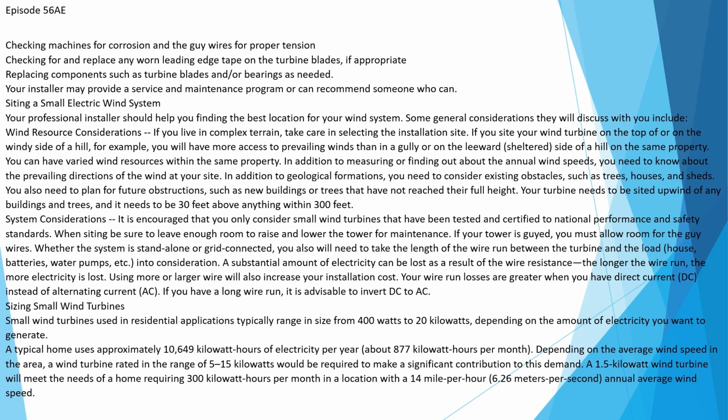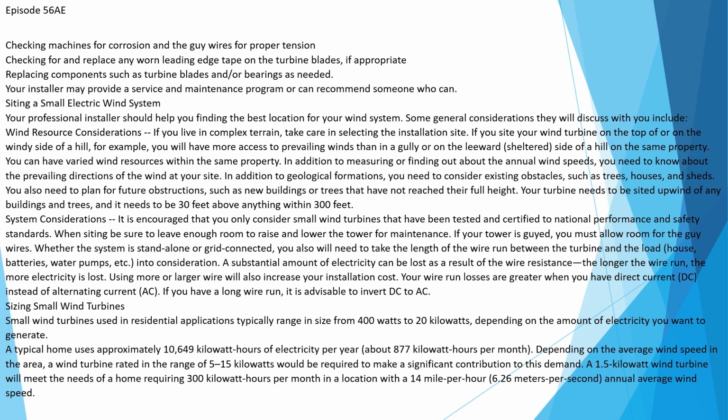Whether the system is standalone or grid connected, you also will need to take the length of the wire run between the turbine and the load, house, batteries, water pumps, etc., into consideration. A substantial amount of electricity can be lost as a result of the wire resistance. The longer the wire run, the more electricity is lost. Using more or larger wire will also increase your installation cost. Your wire run losses are greater when you have direct current, DC, instead of alternating current, AC. If you have a long wire run, it is advisable to invert DC to AC.